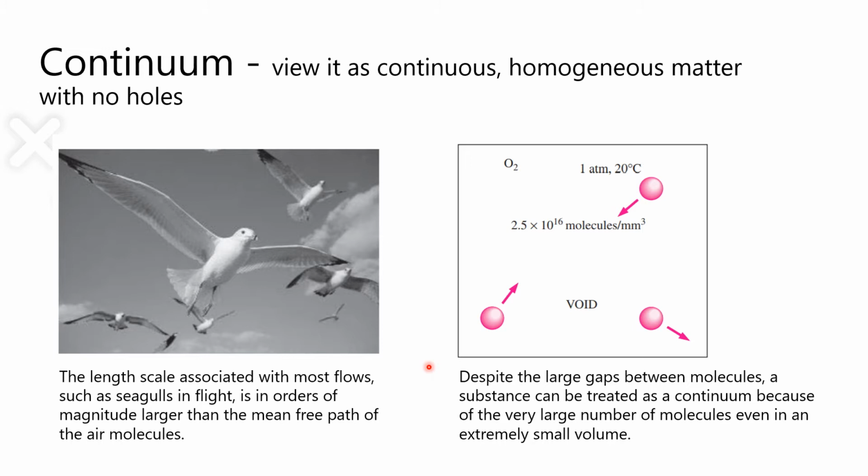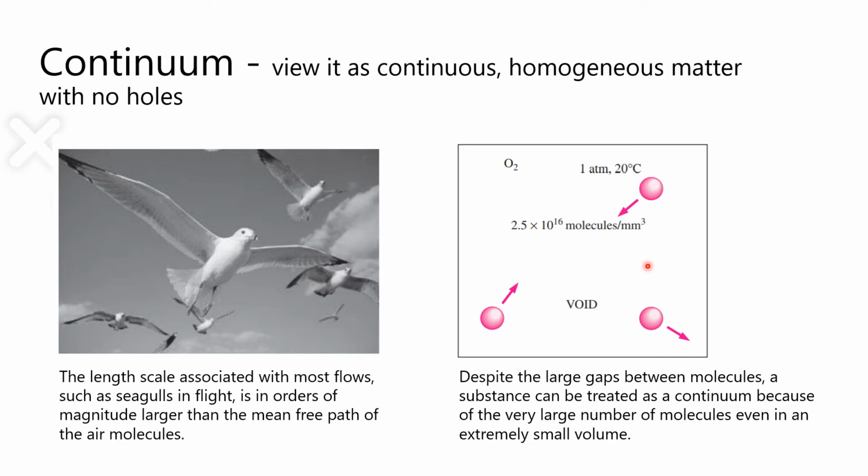This idealization is valid as long as the size of the system we deal with is large relative to the space between the molecules as shown in the first figure. The length scale associated with most flows, such as seagulls in flight, is orders of magnitude larger than the mean free path of the air molecules. Also, in this figure, there are about 2.5 times 10 to the 16 molecules of oxygen in the tiny volume of 1 cubic millimeter at 1 atmospheric pressure at 20 degrees Celsius.